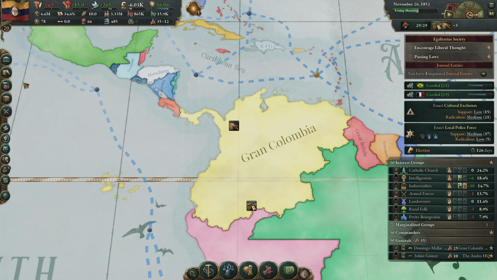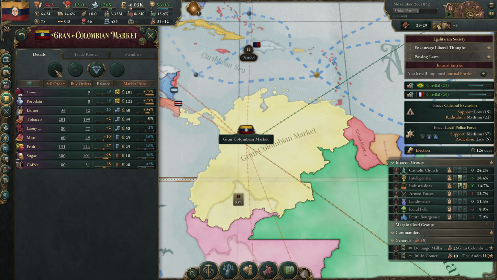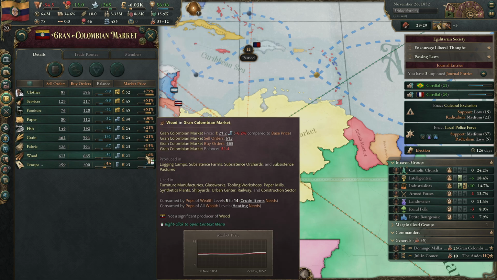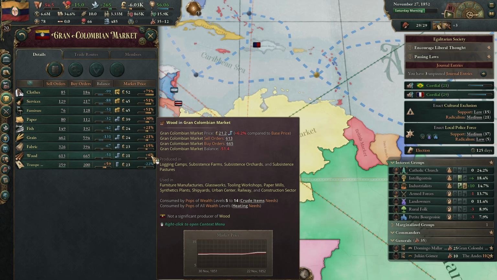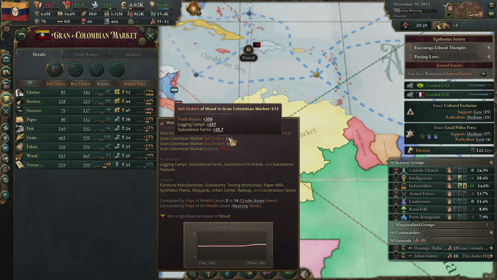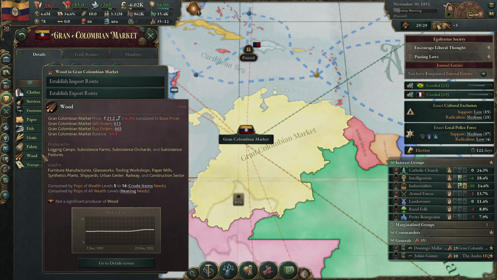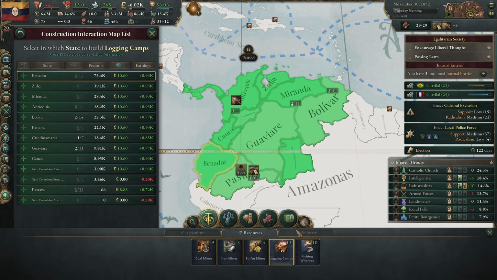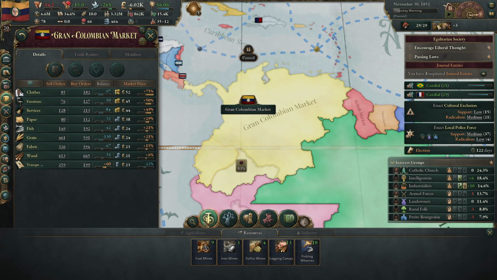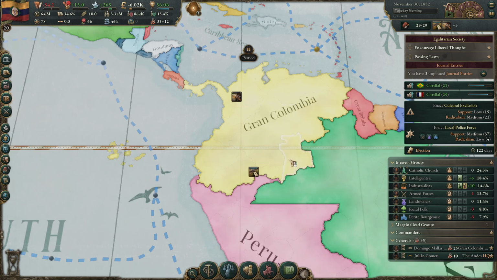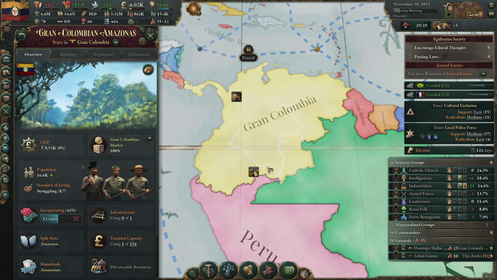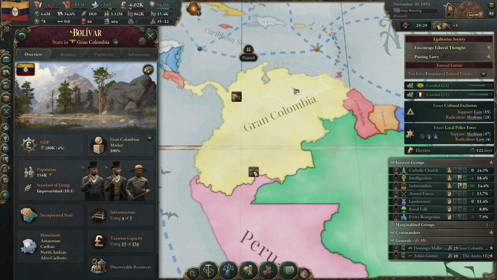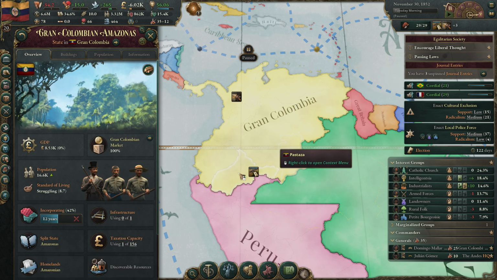Yikers, yikers. I think I really need to start working on grain, and, well, wood is okay. We are importing wood like crazy. It's not ideal. So what we really want to do is expand my logging camps, especially in the states where we have the bonus. This one, this one, this one, and this one.